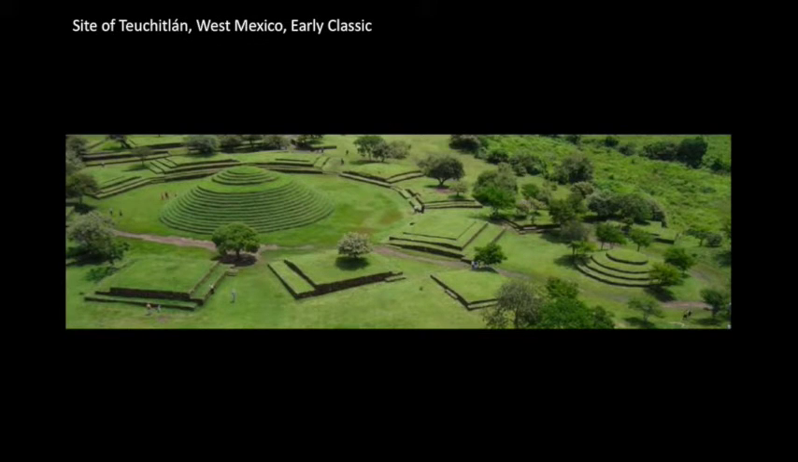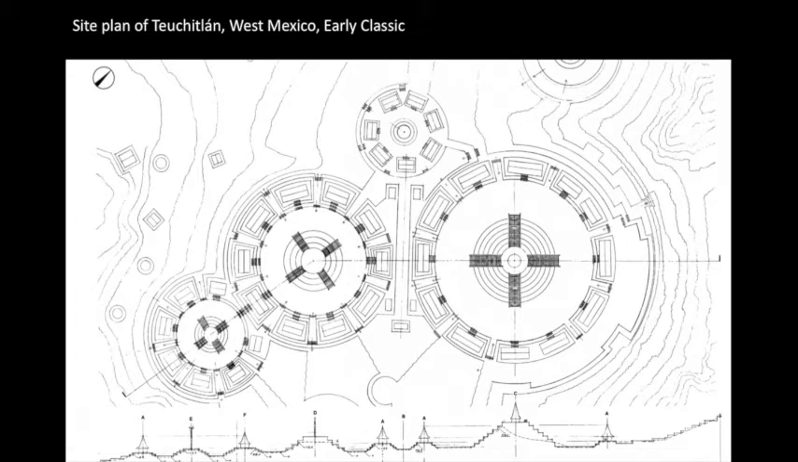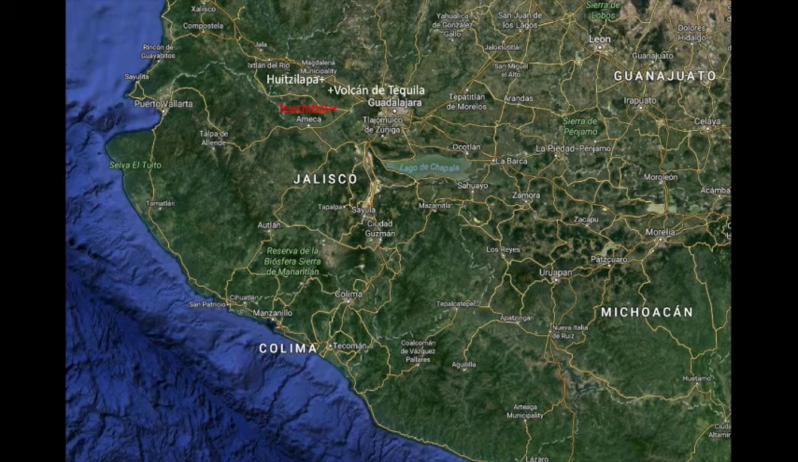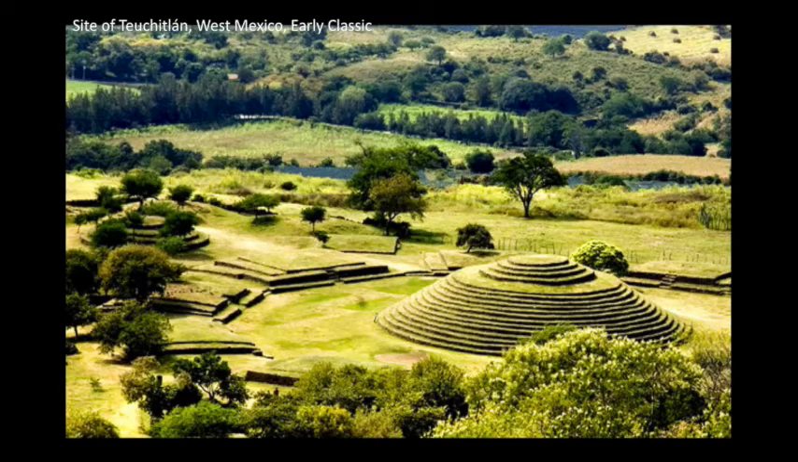In the late formative and early classic periods, this region of West Mexico developed a distinctive form of urban architecture not found elsewhere in Mesoamerica. A central platform was surrounded by a circle of 4 or 8 other platforms. These platforms would originally have had buildings on top. Here you see an example from the site of Teochitlan. Here is a site plan of Teochitlan. As you see, a number of these architectural circles are fitted together. Here is where Teochitlan is located in red, and here's another view of the site.